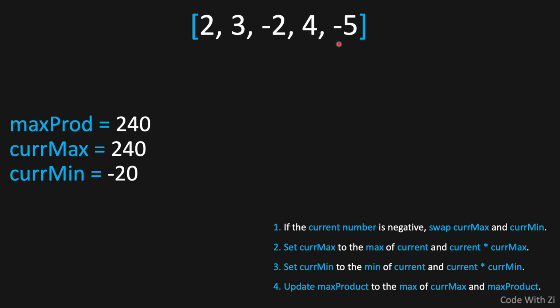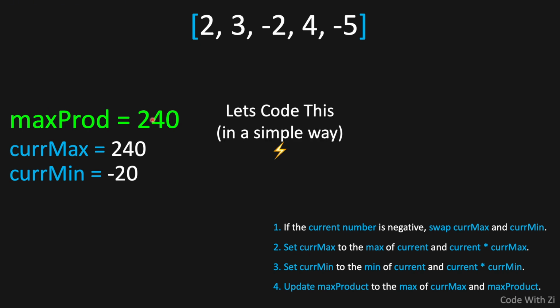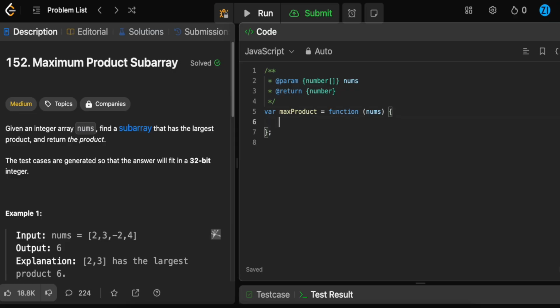And then we're going to be done with our loop, because we went through all of the numbers that we had here. After we're done, we're going to simply return max prod as our final answer, and that's going to be it. Now let's code this in the simplest way possible. Alrighty, let's code this together.